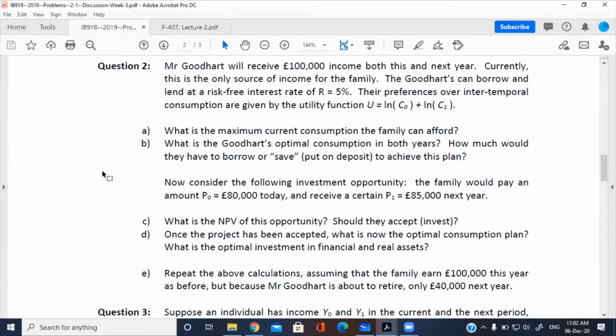So in question 2, you see Mr. Goodhart will receive 100,000 pound income both this and the next year. Currently this is the only source of income for the family. The Goodharts can borrow and lend at a risk-free interest rate of 5%. Their preferences over intertemporal consumption are given by the utility function U = log C0 + log C1.